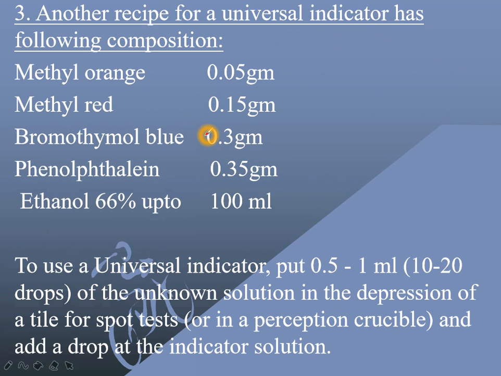Next is another recipe for the universal indicator that has the compositions like methyl orange, methyl red, bromothymol blue, phenolphthalein, and 66% ethanol up to 100 ml. To use the universal indicator, we have to put 0.5 or 1 ml, that is 10 to 20 drops, of the unknown solution in the depression of the tile for spot test, and then add a drop of the indicator solution and check for the color change.